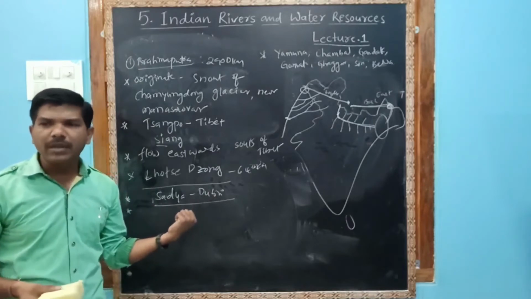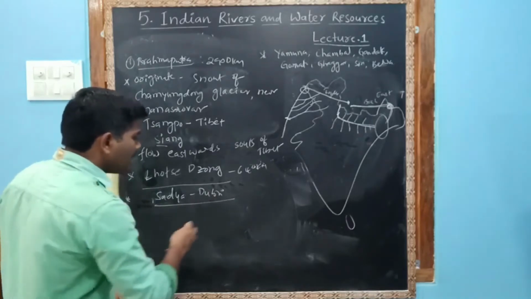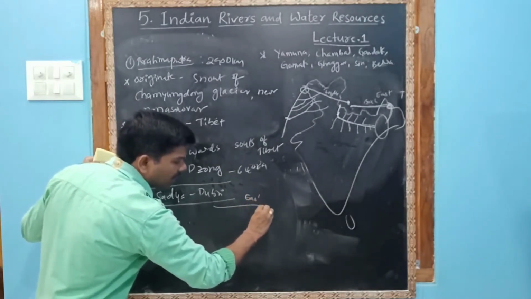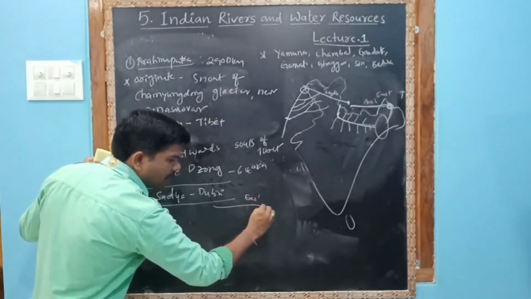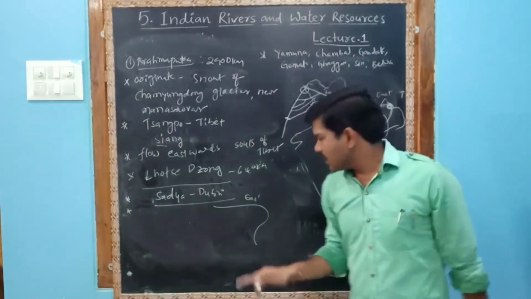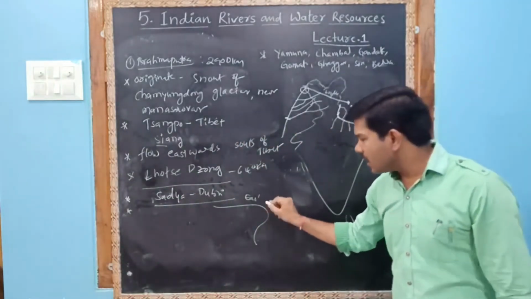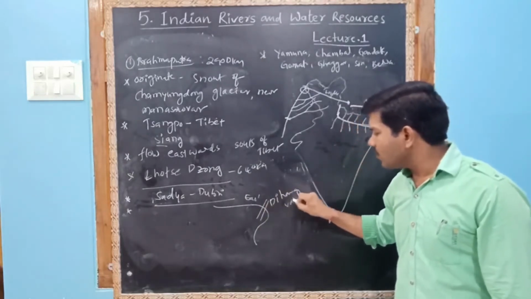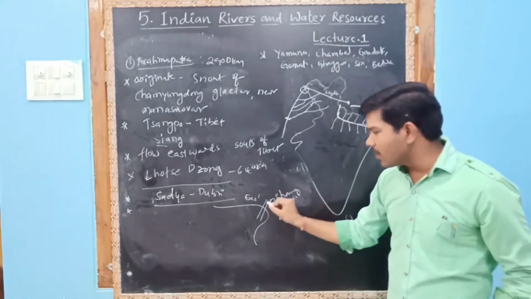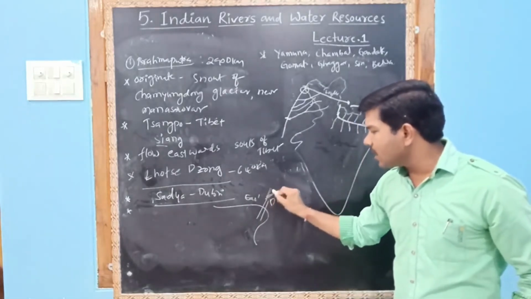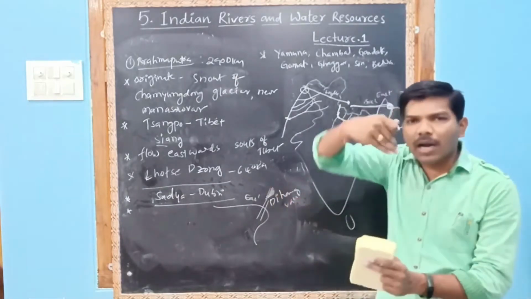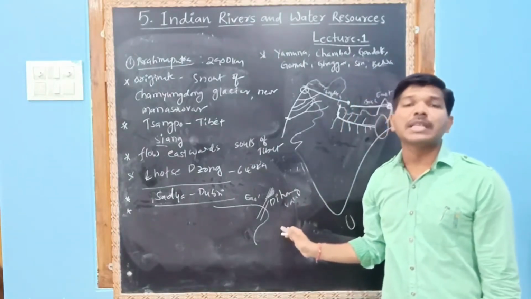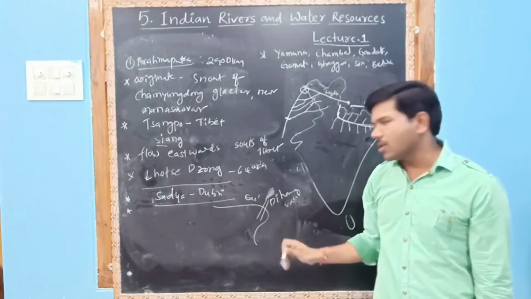One more important point: whenever it comes to the east side, it is flowing east, and suddenly it takes a U-turn bend. We call it the syntaxial bend. It takes this syntaxial bend near the Dihang Valley, at Namcha Barwa, a mountain. Near Namcha Barwa, it takes a syntaxial bend and enters into Arunachal Pradesh.